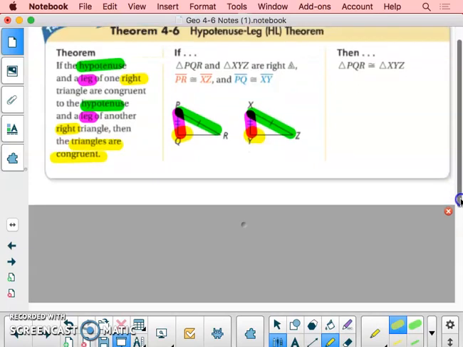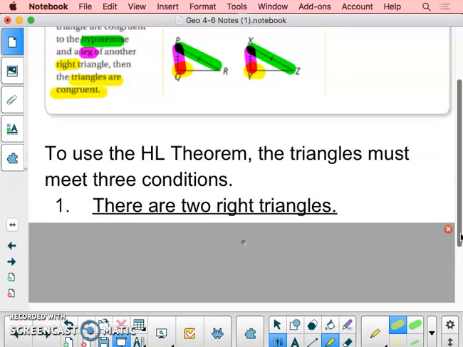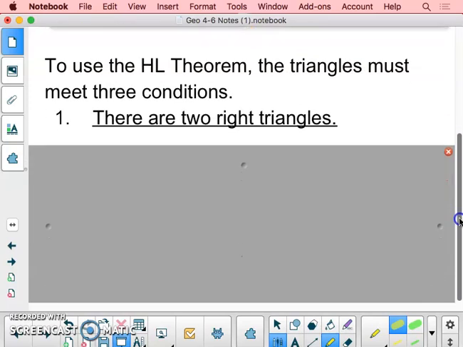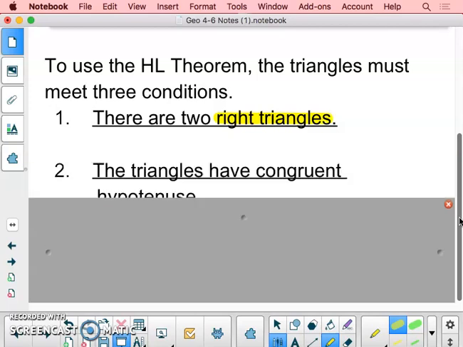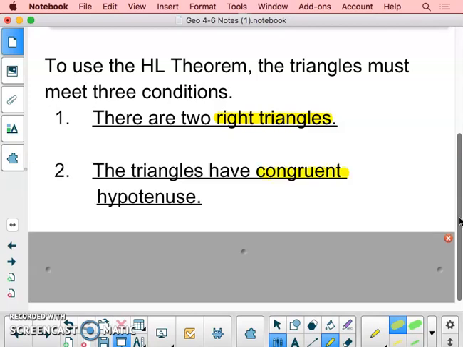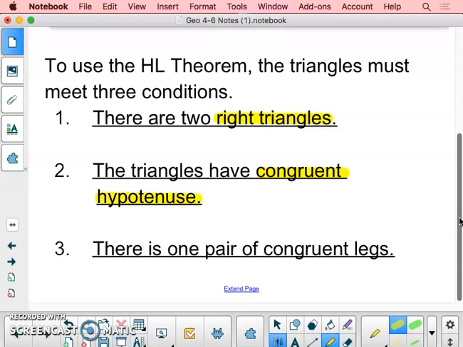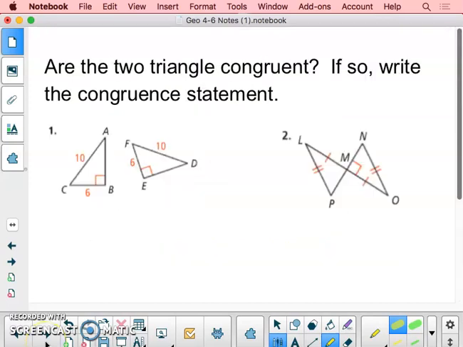So if you are wondering if you can or cannot use it, you need to check three things. Are they both right triangles? Okay. Do they have the same hypotenuse length? That's the longest side. Is their longest side the same length? And is there one pair of congruent legs? Okay, so those are the three questions you need to be able to answer yes to in order to use HL.